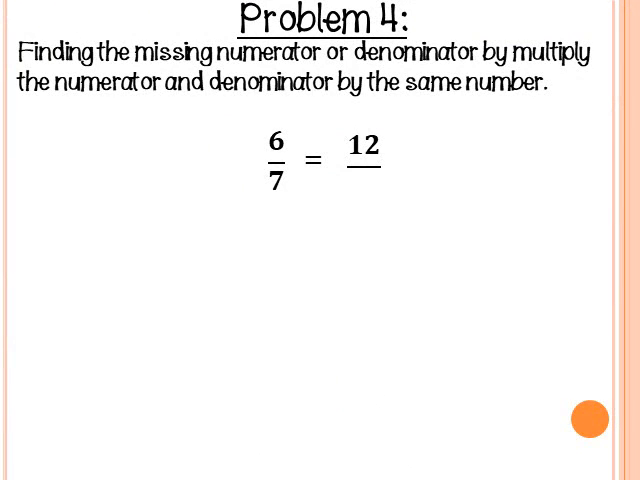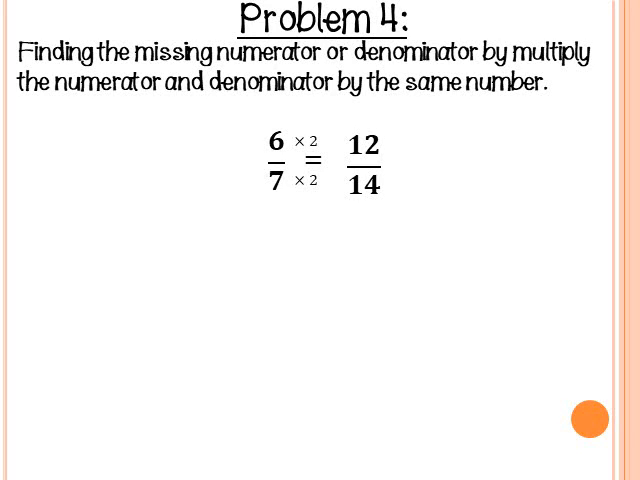Problem number 4. This problem looks a little bit different from the first 3 problems because you're actually going to be solving the missing portion. So the direction is find the missing numerator or denominator by multiplying the numerator and denominator by the same number. So right now we know the problem says 6/7 equals 12 over something. So 6 times something gives me 12. 6 times 2 gives me 12. So you know that the rule is whatever you multiply to the top, you need to multiply to the bottom. So 7 times 2 gives you 14. So the equivalent fraction of 6/7 is 12/14.